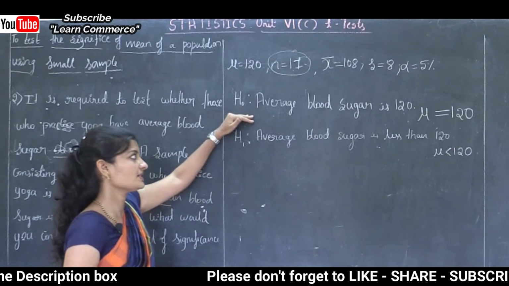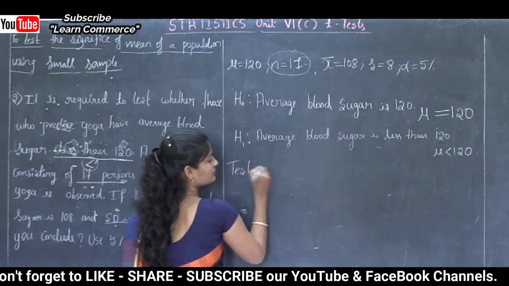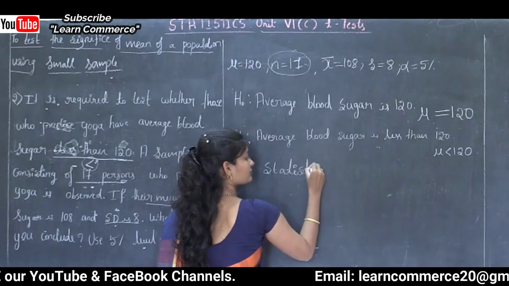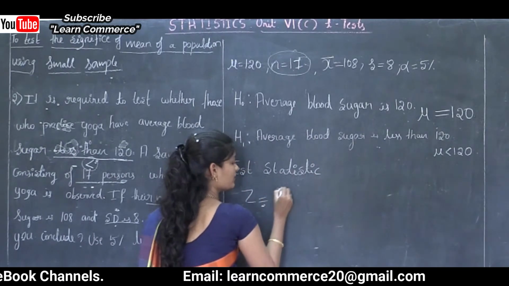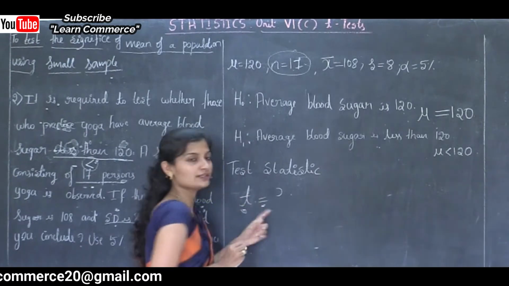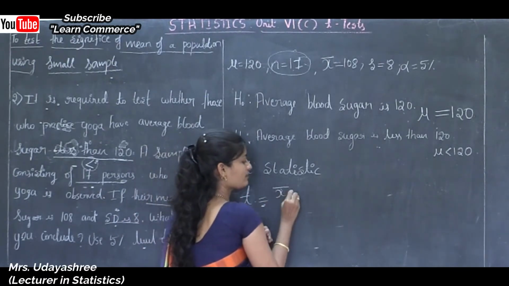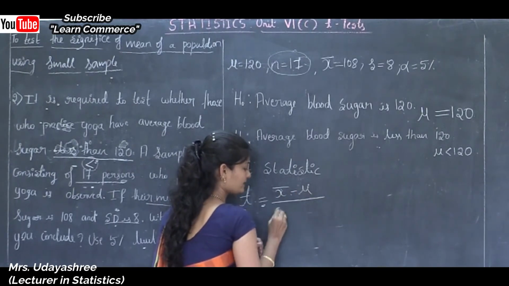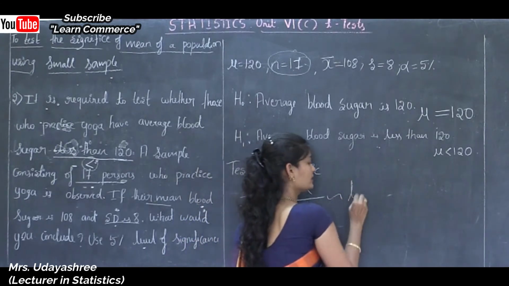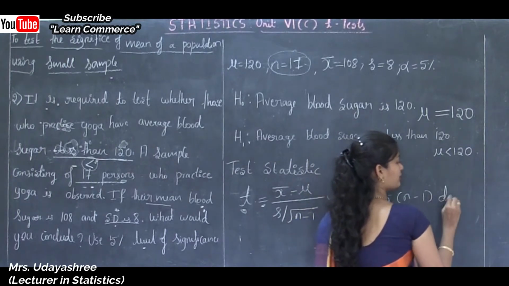Okay, this is step 1, this is step 2, step 3 is the test statistic. This is a T test, right? So you have to write T is equal to x bar minus mu divided by S divided by square root of n minus 1, which follows T with n minus 1 degrees of freedom.